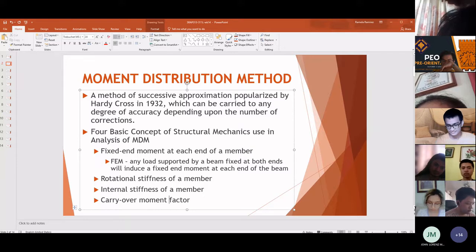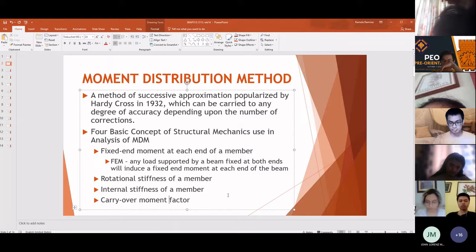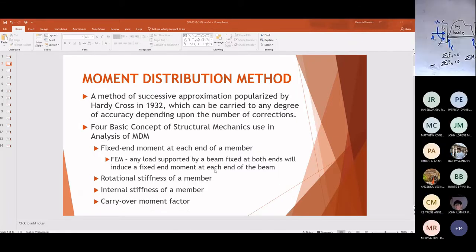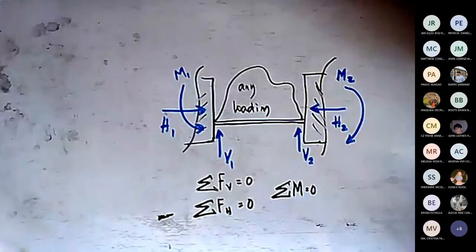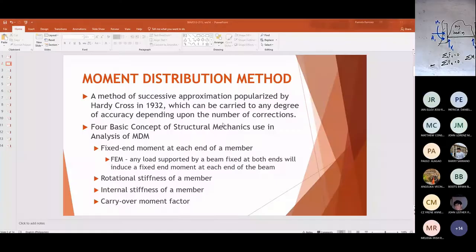Okay. So the fixed end moment at each end of the member is determined. For any kind of load supported by a beam fixed at both ends, it will induce a fixed end moment at each end of the beam. So that means this is a kind of statically indeterminate beam. That's the reason why we need to make use of another method, which is the moment distribution method. The moment distribution method is a method of approximation.